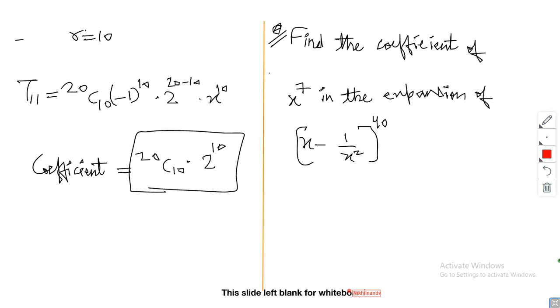So what will be the first step? Find the coefficient of x to the power 7 in the expansion of x minus 1 over x squared. So the T(r+1) is equal to 40Cr. Then the first term, which is x to the power of 40 minus. Wait, one sec.